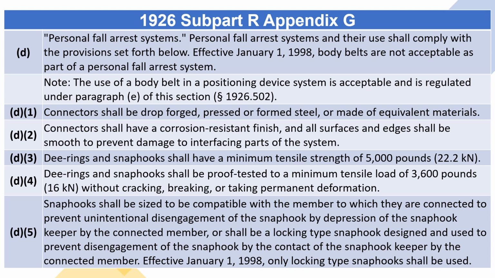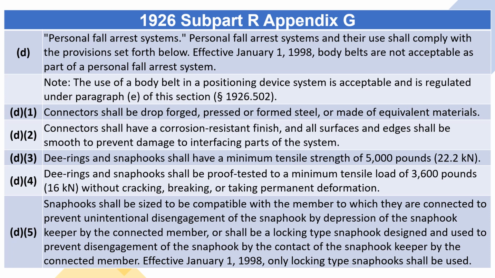D.1. Connectors shall be drop forged, pressed or formed steel, or made of equivalent materials. D.2. Connectors shall have a corrosion-resistant finish, and all surfaces and edges shall be smooth to prevent damage to interfacing parts of the system. D.3. D-rings and snap hooks shall have a minimum tensile strength of 5,000 pounds, 22.2 kilonewtons. D.4. D-rings and snap hooks shall be proof-tested to a minimum tensile load of 3,600 pounds, 16 kilonewtons, without cracking, breaking, or taking permanent deformation.